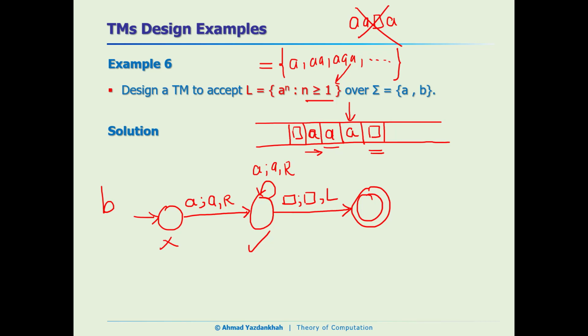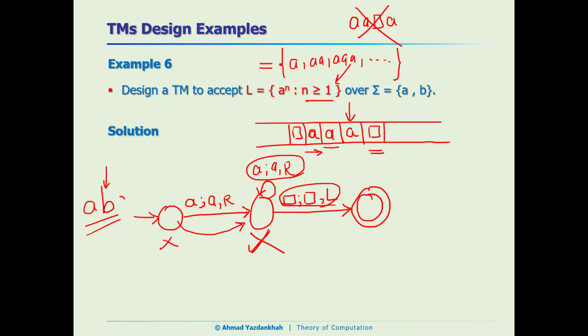If we say, for example, AB, what would happen? It goes from A to here, and then since it is B, neither this nor this transition will be activated and the machine stops here. You can go over the other strings and make sure that this machine that we designed works fine.